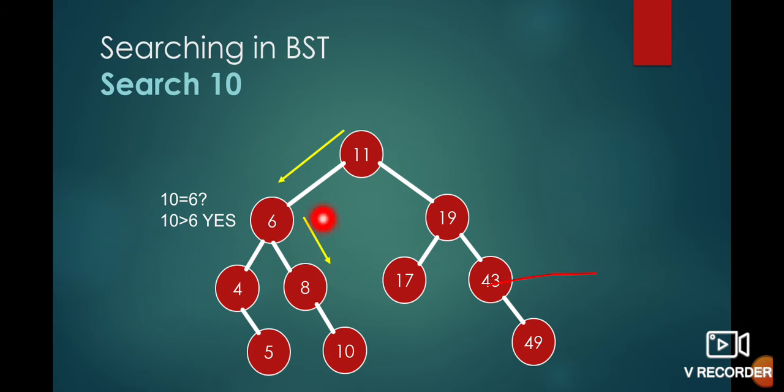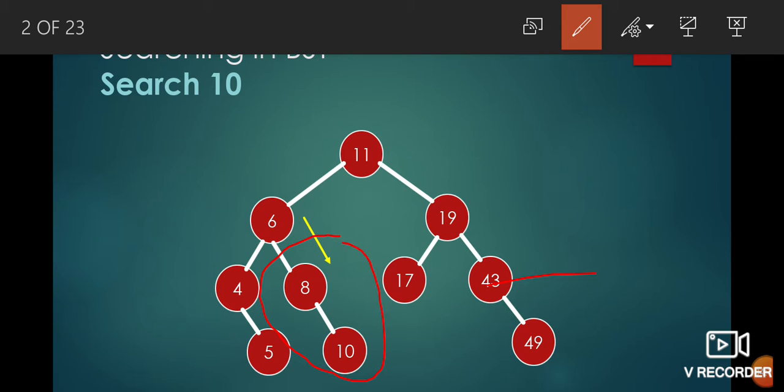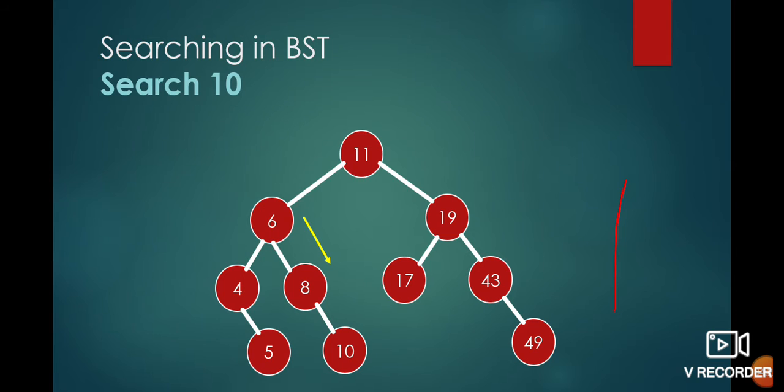So I shifted to the left subtree, and then after comparison I move to the right subtree. Now the right subtree's root node is 8. This is now a tree, and 8 is its root node. Now I will do the same process. I check if 10 is equal to 8. It is not equal to 8, so I check another condition: is 10 greater than 8? It will be true.